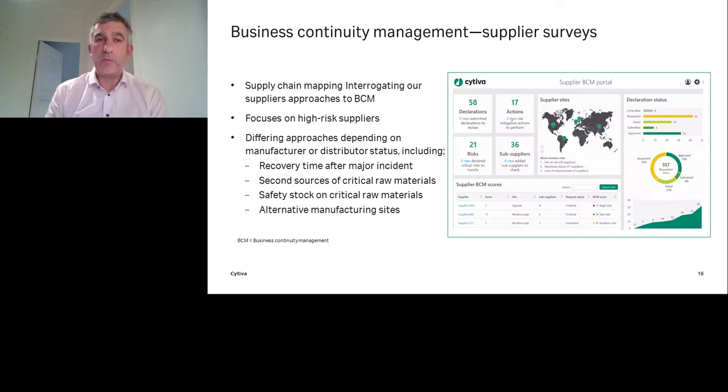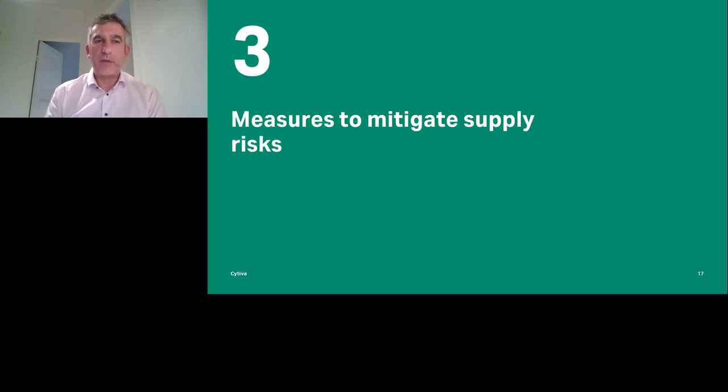We look at whether the supplier has calculated a recovery time for a major incident, whether it's done business impact analysis or risk analysis of its key operations, whether a supplier has second sources for its critical raw materials, the levels of safety stock, and whether there are alternative manufacturing sites. So in this way, we hope to gain an understanding of our suppliers and to a certain extent our sub-suppliers when it comes to how they manage risk.